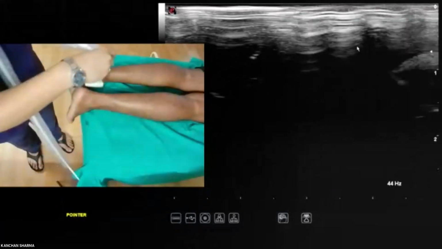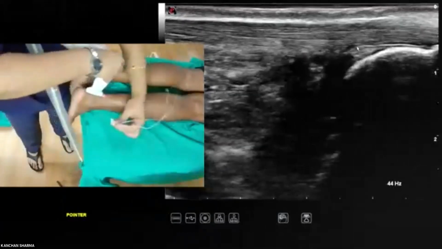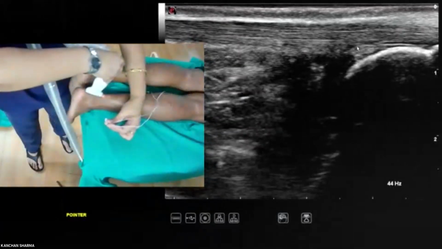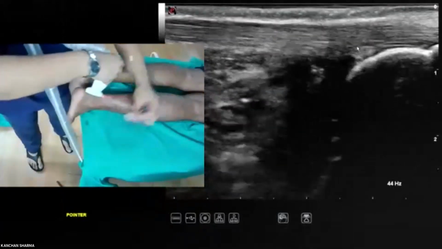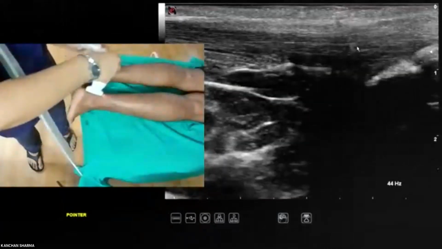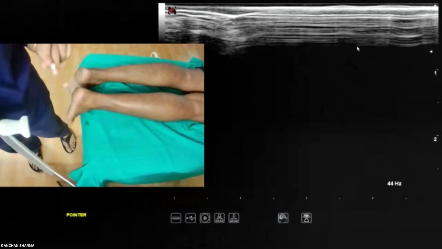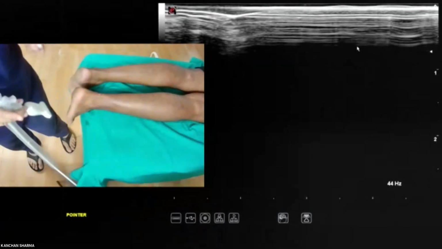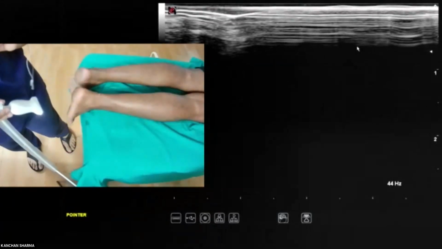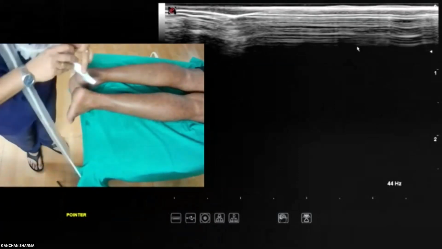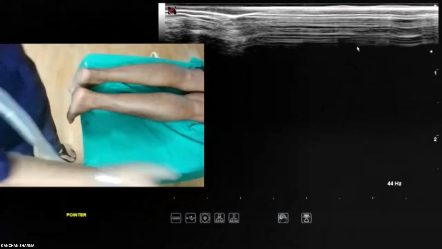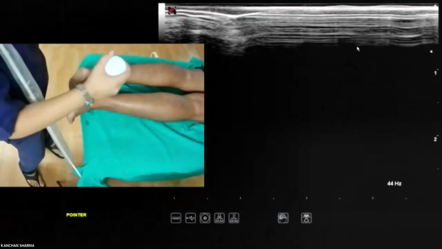I can do also out of plane, meaning I can inject either from this side, from the middle of my probe, or I can inject from this side, from the middle of my probe. So that becomes out of plane, but these two are in the longitudinal axis to the Achilles tendon. What else can I do? I don't want to go for this long axis. I don't like it.